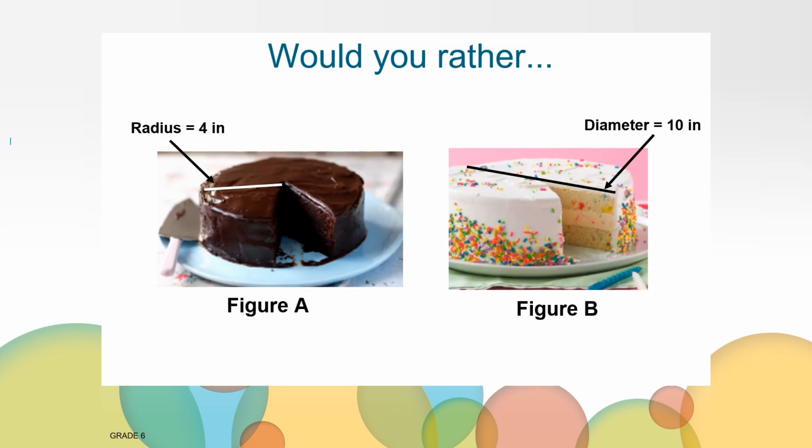Take a look at figures A and B on your screen. Would you rather have a slice from the chocolate cake in figure A or a slice from the vanilla sprinkled cake in figure B? Both cakes have the same height. Take a moment to jot down your thinking about why you'd rather have a slice from one of those cakes over the other.